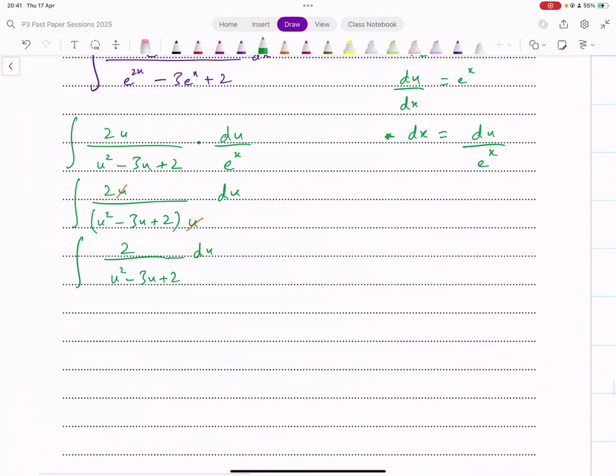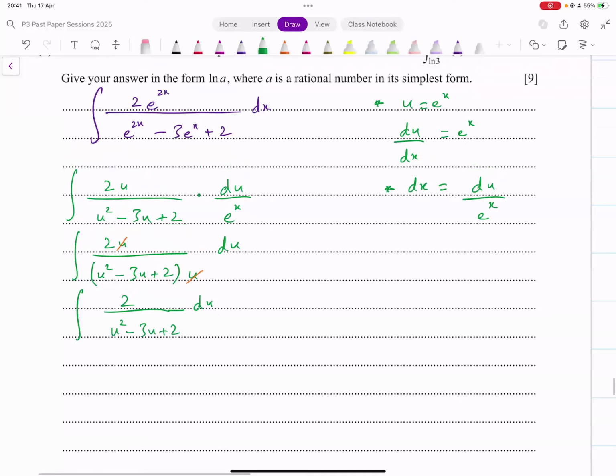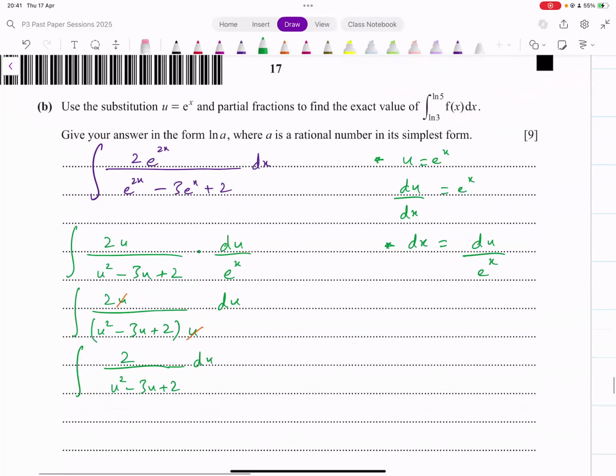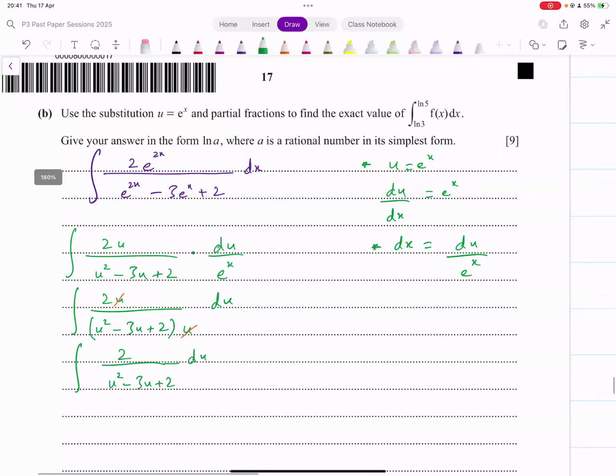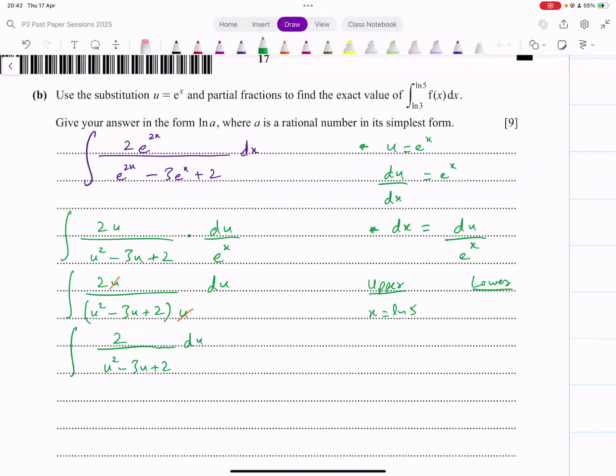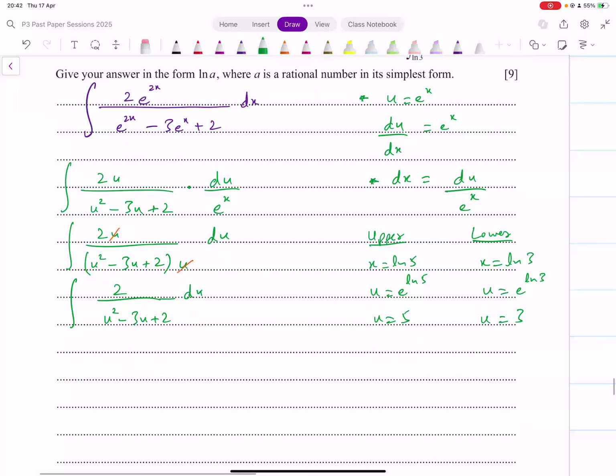Now we can change the limits as well. Limits are values of x there. What's the upper limit and what's the lower limit? The upper limit is x equals ln of 5. The lower limit is x equals ln of 3. If u is equal to e raised to power x, then what does this become? u equals e raised to power ln 5, that will give you u equal to 5. u equals e raised to power ln of 3, that's going to give you u equals 3 because ln and e are inverse of each other. We get these limits. Lower limit is 3 and the upper limit is 5.